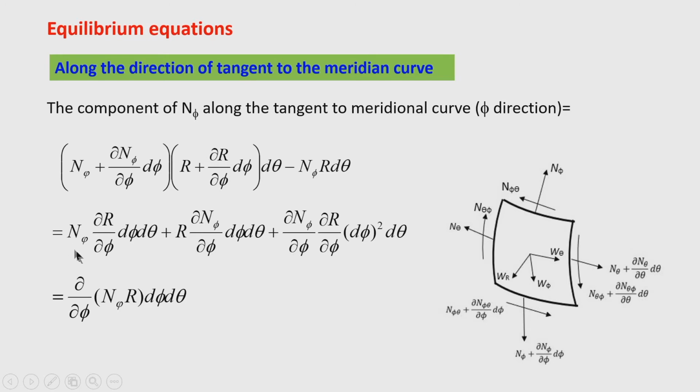So, these two terms n phi into del r by del phi plus r into del n phi by del phi can be written in this form, because r and n phi both are dependent on phi. So, therefore, it can be written in the differential form del by del phi into n phi into r d phi by d theta. So, component of n phi along the tangent to the meridional curve is obtained, that is the phi direction. We obtain the component of n phi in the phi direction. So, we will keep it in store and then we will take it for summation.